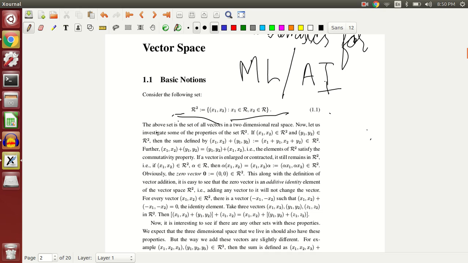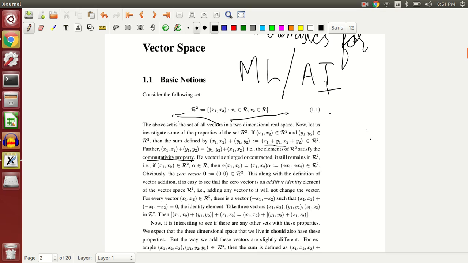So we take R2, which is the notion we are familiar with, two-dimensional real space, and take a look at some of its properties. One of the first properties is additivity. You can add a couple of vectors and see that the sum is also part of the space. So that satisfies additivity. You also want to find out the commutative property, so you want to find out if x1 plus x2 and x2 plus x1 are both the same.